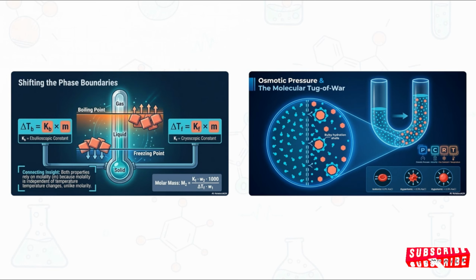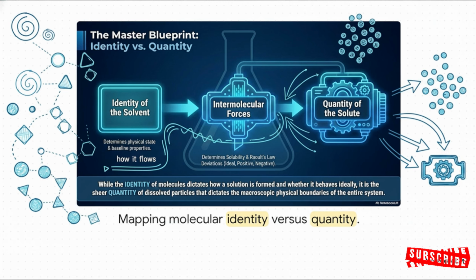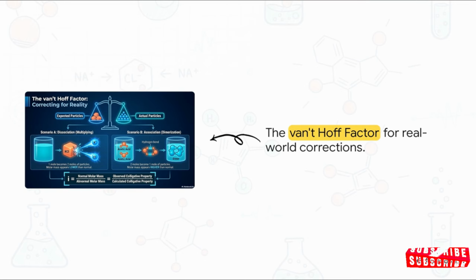Ultimately, mapping out molecular identity versus quantity is the whole game. While the specific identity of the molecules dictates how a solution is formed and whether it behaves ideally or not, it's the sheer quantity of those dissolved particles that really turns the gears and drives the macroscopic physical engine of the entire system.